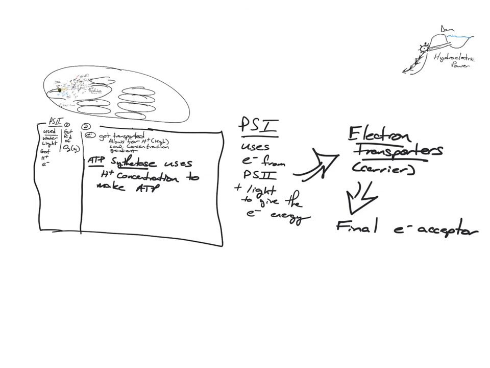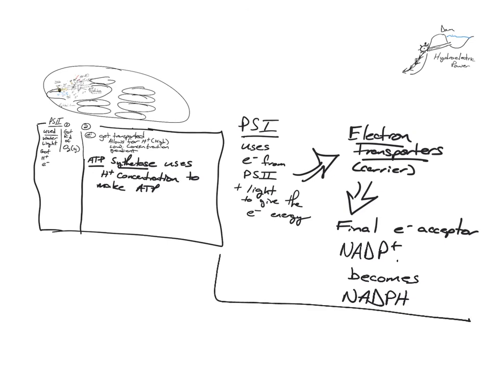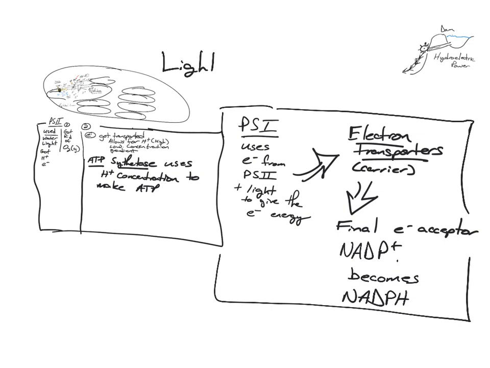What's the last thing to take the electron? That's right, somebody wrote it down. NADP plus takes the electron and becomes what? That's right, NADPH. And that's it. Those are what we call the light reactions. Why do we call them the light reactions? Because they use light. Excellent.